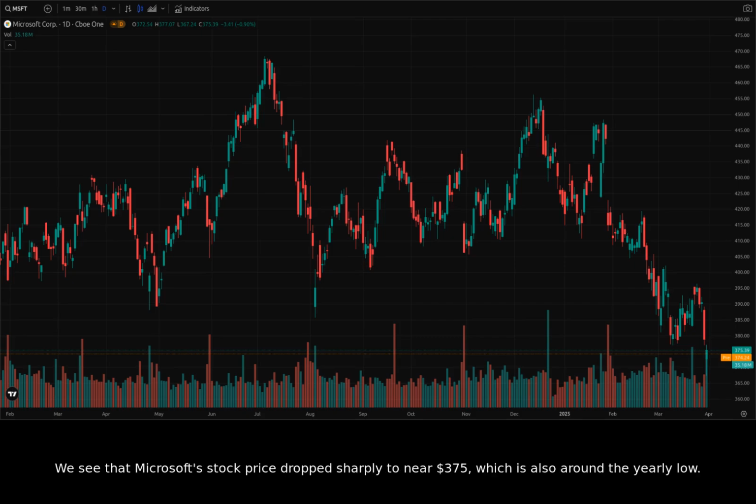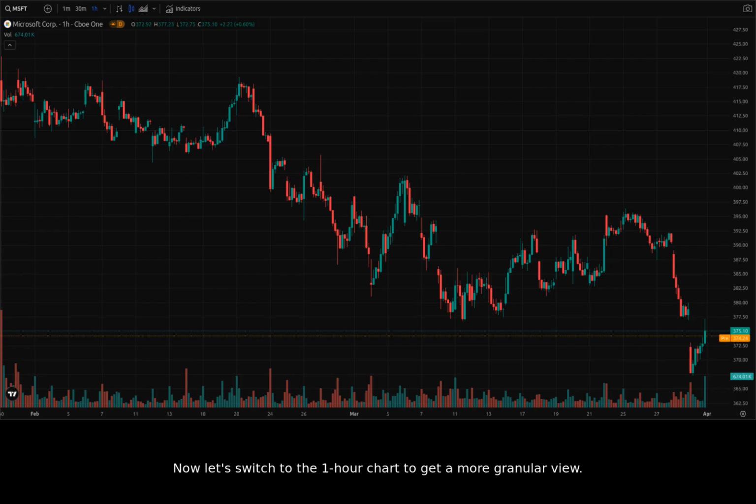We see that Microsoft's stock price dropped sharply to near $375, which is also around the yearly low. Now let's switch to the 1-hour chart to get a more granular view. Looking at the hourly chart, we see more detailed fluctuations. The 1-hour chart clearly shows the volatility around the daily candles.